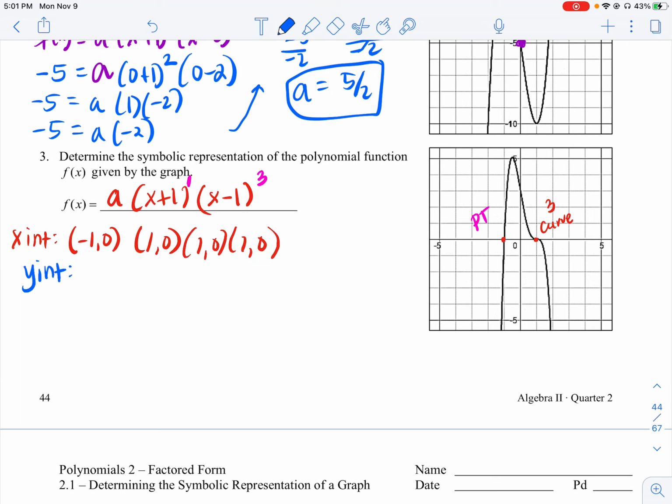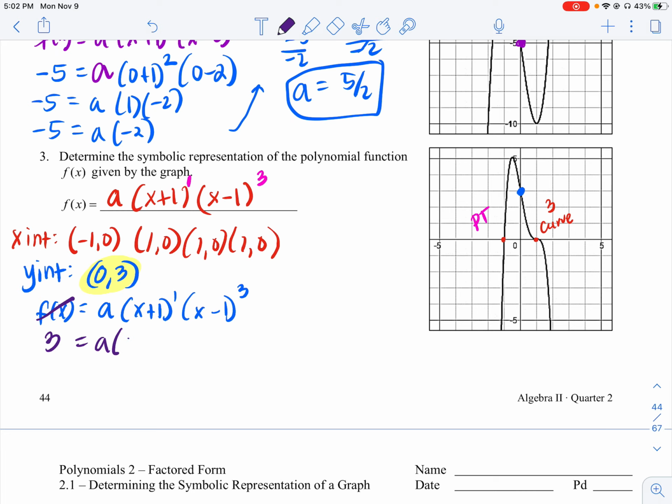We have our y-intercept right here. What's that? 1, 2, 3, 0 comma 3. So we have f of x equals a times x plus 1, only used once. You don't have to put that, but that's just to indicate that we know it's used 3 times and the other one is only used once. And then I'm going to plug in 0 comma 3. And we have 3 in replacement for f of x.